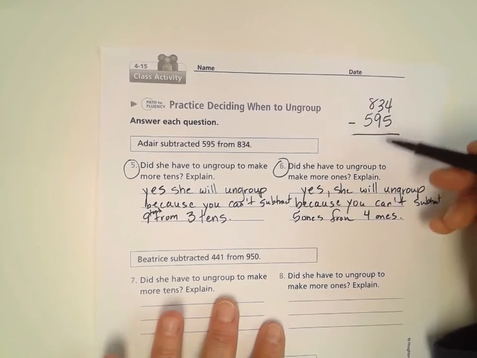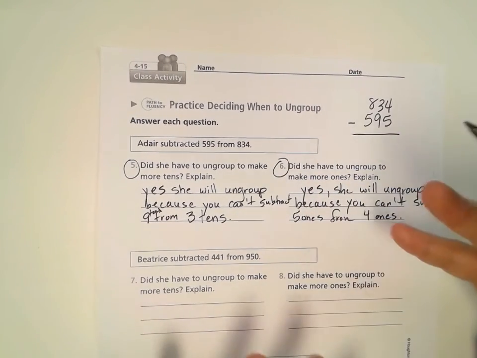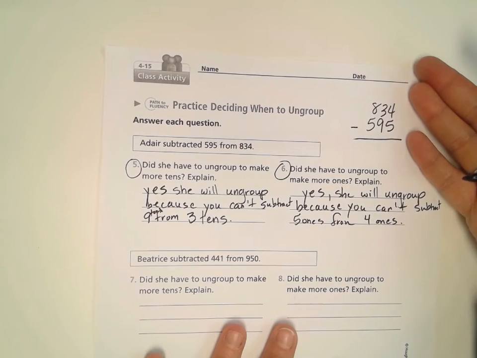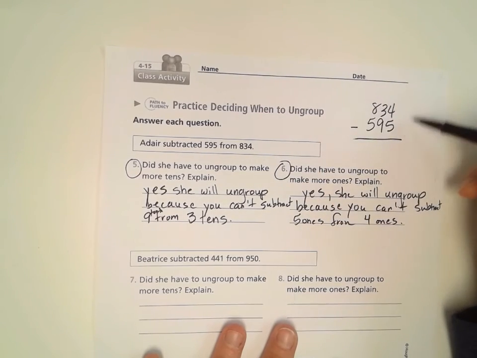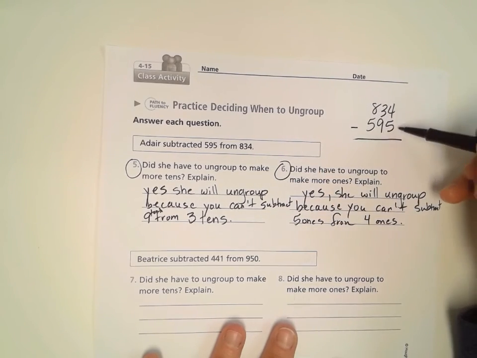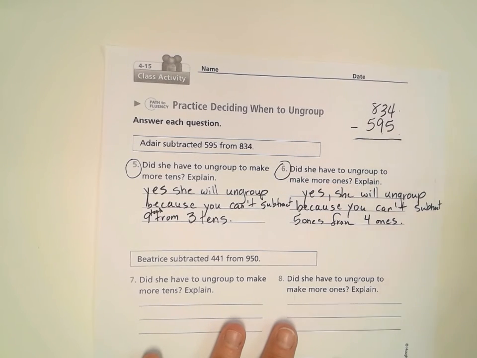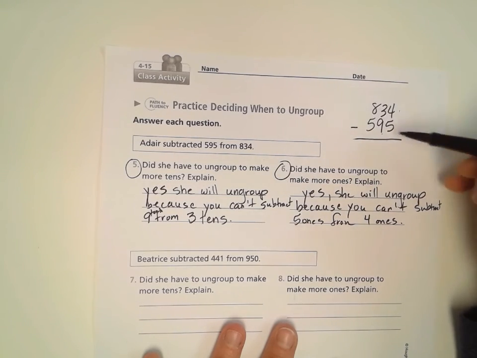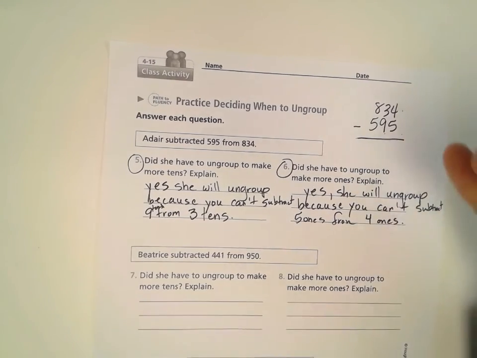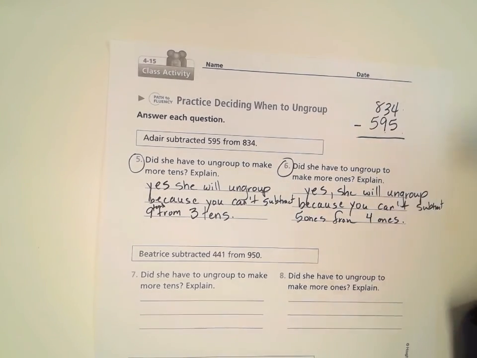So on this page, they're not even asking us what the actual answer is. They're just wanting us to look at it and know immediately, am I going to have to ungroup here? Am I going to have to ungroup here? Because that will prepare me for whatever problem I'm going to do when I'm actually subtracting.